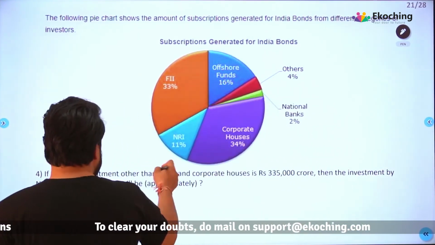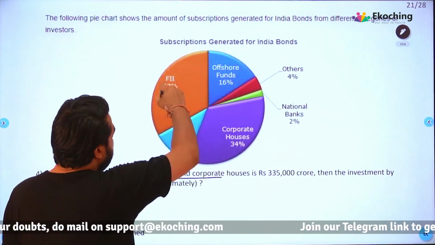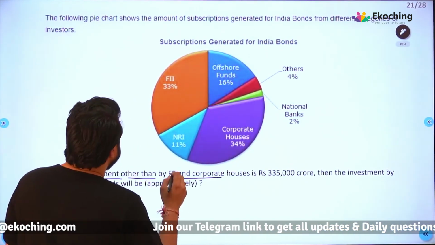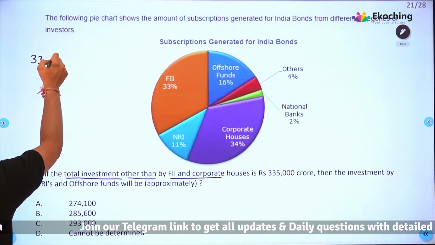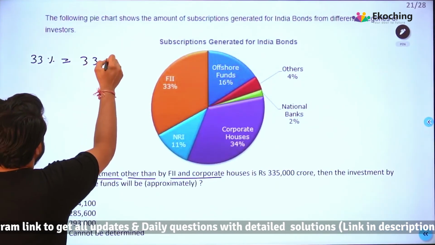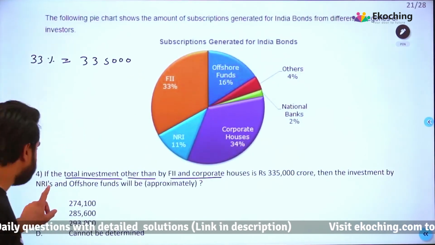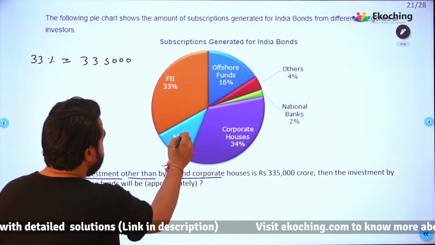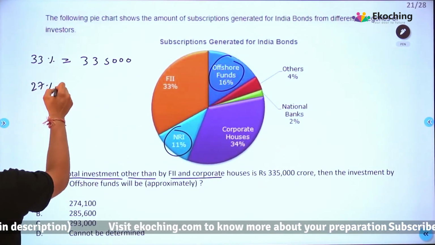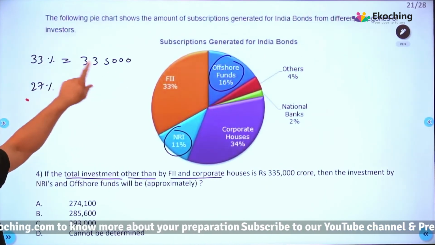Total investment other than by FIIs and corporate houses. FII और corporate को छोड़ के, FII plus corporate is 67. That means ये 33% की बात चल रही है. So 33% is 335,000. Okay. Then the investment by NRIs and offshore funds. NRI है 11, offshore है 16, मतलब 27%. 27% कितना? Okay. So 27 into 335,000 by 33.